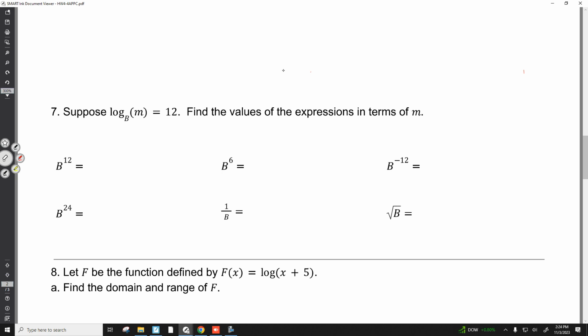Here we go. Let me help you out here. If you are not sure when you see a log, get rid of the log. Now, it doesn't just disappear. You need to use the inverse. Take a different approach. Those who rewrite this as m equals b to the 12th have a chance to answer these questions. Now, many of you will be like, oh, b to the 12th is m. Great, you got the first one right.